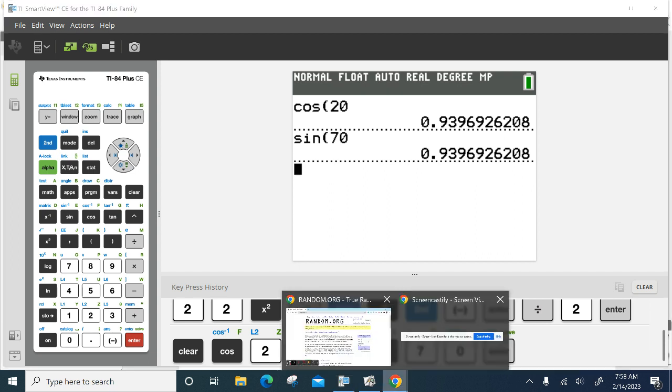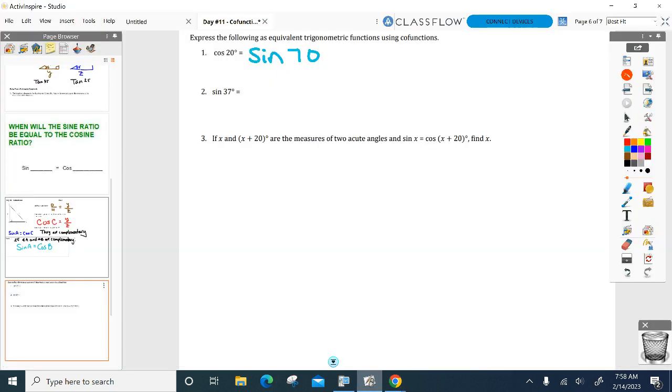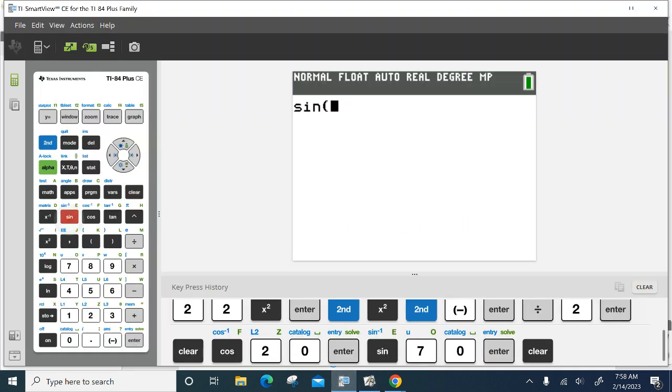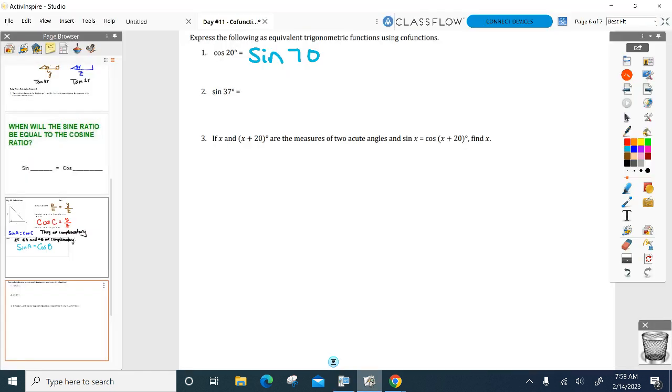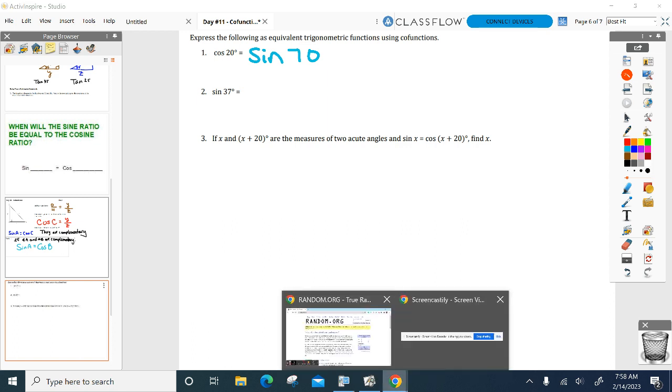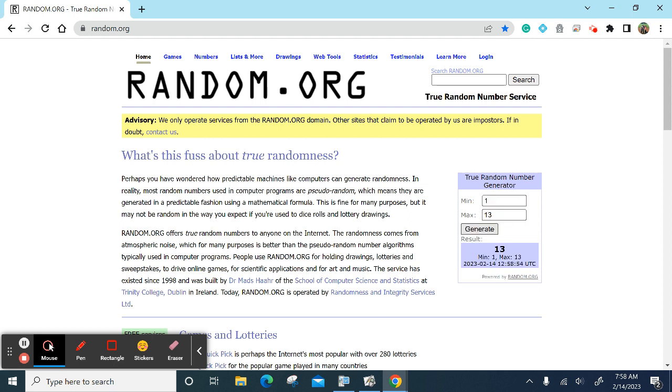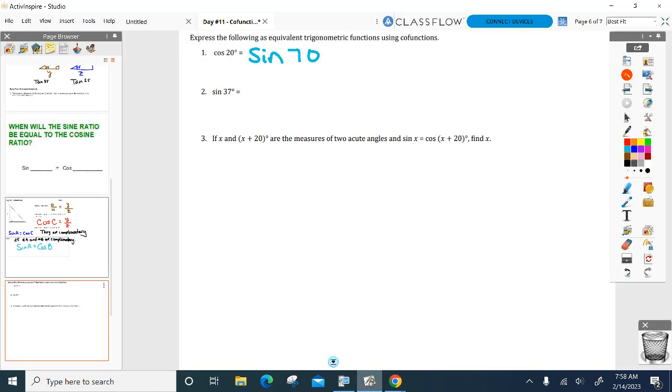All right, let's try a couple more here. One doesn't make you great. Sine of 37. Give me something that's equal to sine of 37. So something else that's going to equal that decimal for me. The sine of 37 and cosine of its complementary angle, 53 degrees.